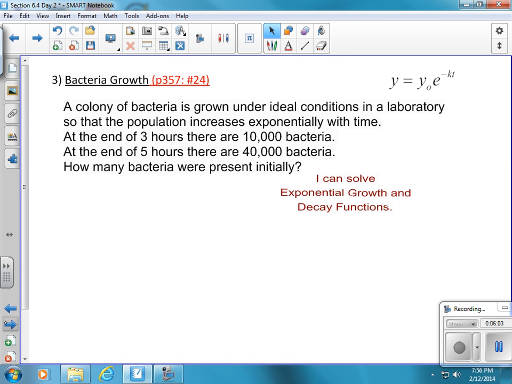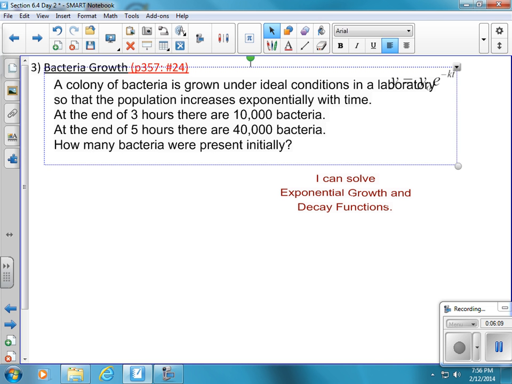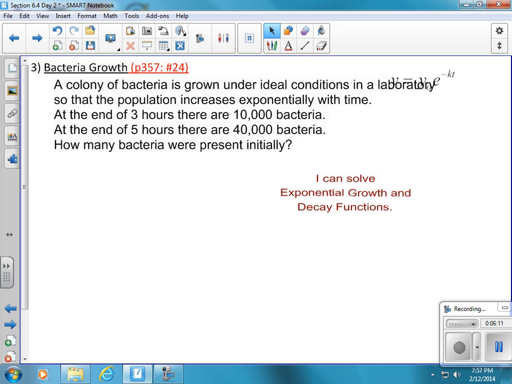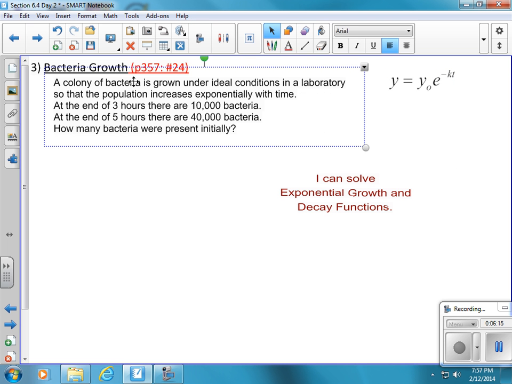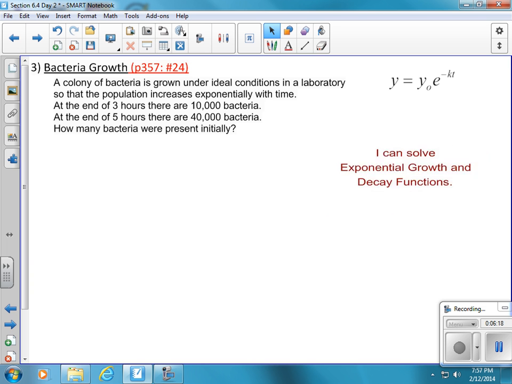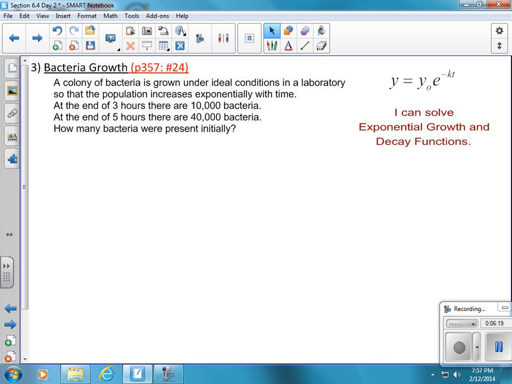Our next problem is one about bacteria growth, page 357, number 24. In case I run into this problem again, I'm going to squeeze this stuff up a little bit. Board problems. A colony of bacteria is grown under ideal conditions in a lab so that the population increases exponentially with time. At the end of 3 hours, there are 10,000. At the end of 5 hours, there are 40,000. How many bacteria were present initially?